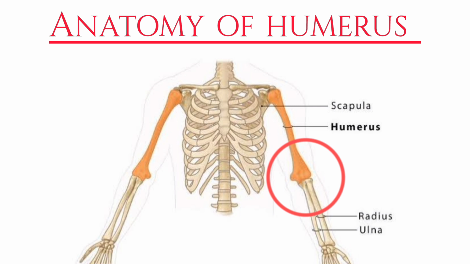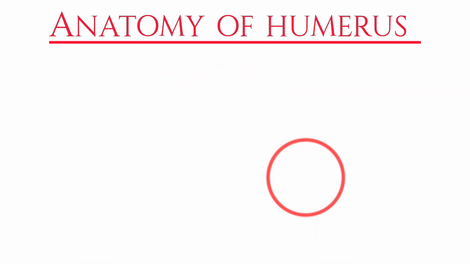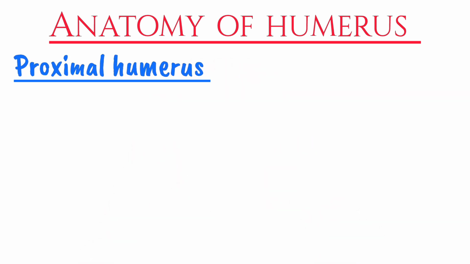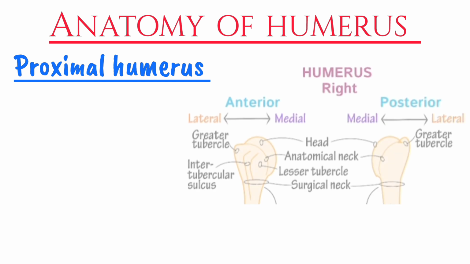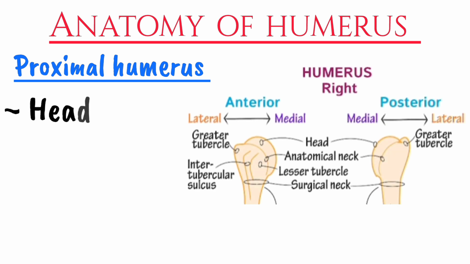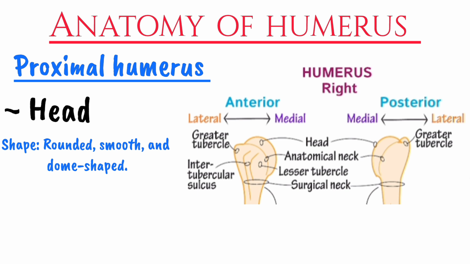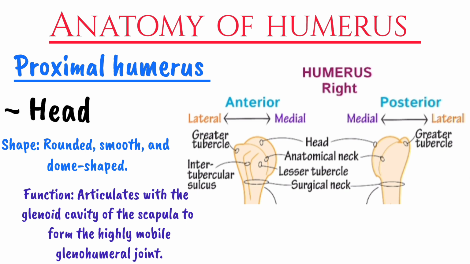To understand the humerus better, we have to cover its primary bony landmarks and their significance. So let's start with the proximal humerus. In the proximal humerus, we have number 1, the head of the humerus. The head of the humerus is rounded, smooth, and dome-shaped. It articulates with the glenoid cavity of the scapula to form the highly mobile glenohumeral joint. Now, talking about mobile, only about 1/3 of the humeral head fits into the glenoid cavity. This provides mobility at the expense of stability.